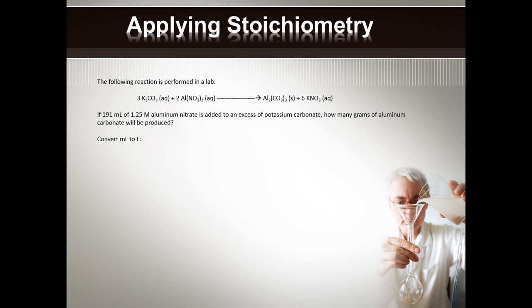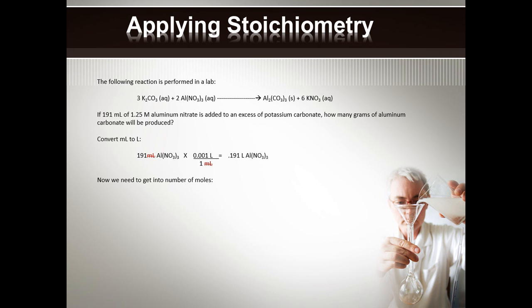Okay, so first thing we're going to do is convert that milliliters to liters. So we've got 191 milliliters of aluminum nitrate, and there's our conversion factor. I'm just putting this out here. By now, all of you guys should be able to do a conversion like this without even thinking about it. So that converts to 0.191 liters of aluminum nitrate.